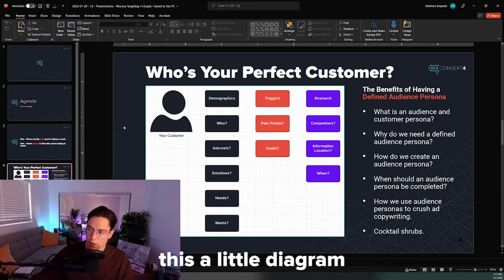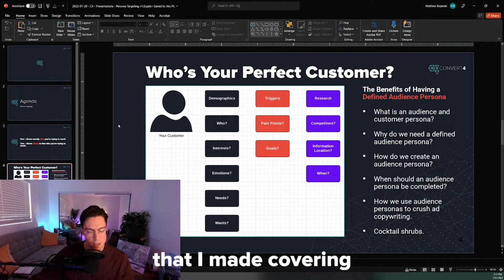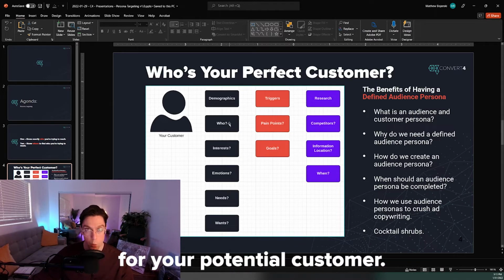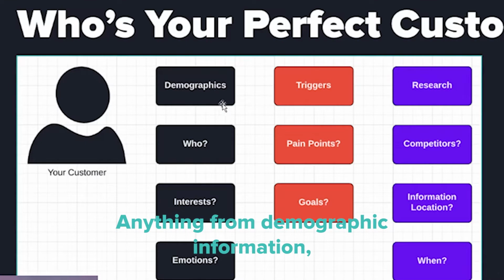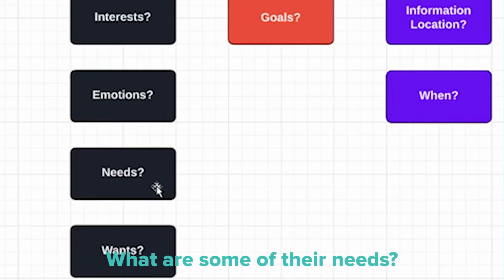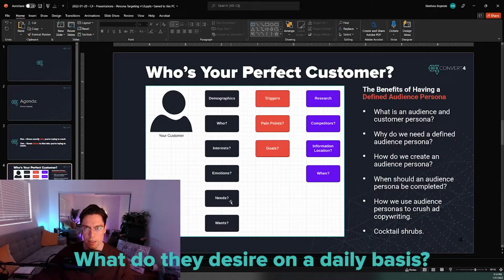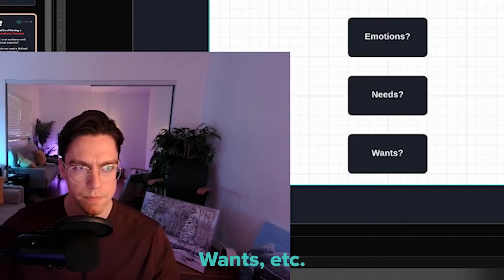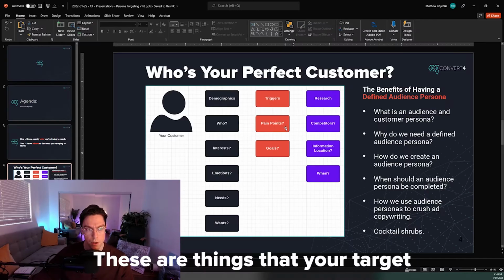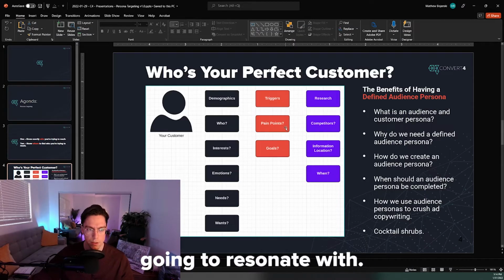Diving in, this is a little diagram that I made covering different topics you'll want to research for your potential customer. Anything from demographic information, their interests, their needs, what they desire on a daily basis, wants, etc. I labeled these a bit differently, as triggers. These are things your target audience is more than likely going to resonate with.